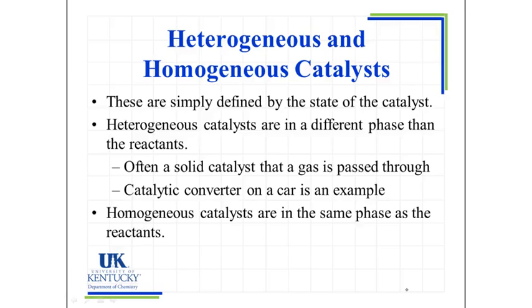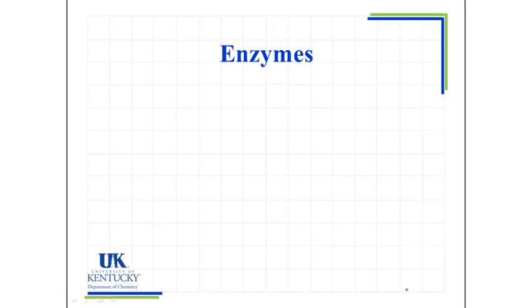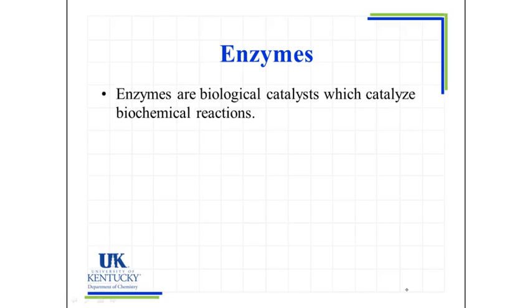Homogeneous catalysts are in the same phase as your reactants. For example, maybe they're all aqueous or all in the gas phase. So that would be a homogeneous catalyst. An enzyme you will see if you take courses in biochemistry, for example. So they are enzymes that are biological.